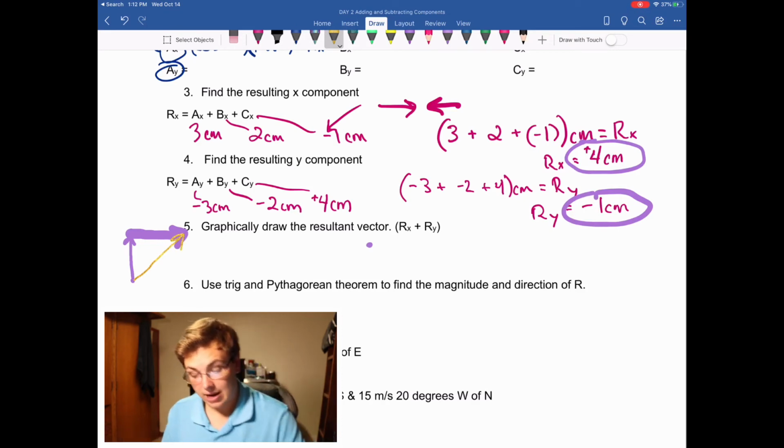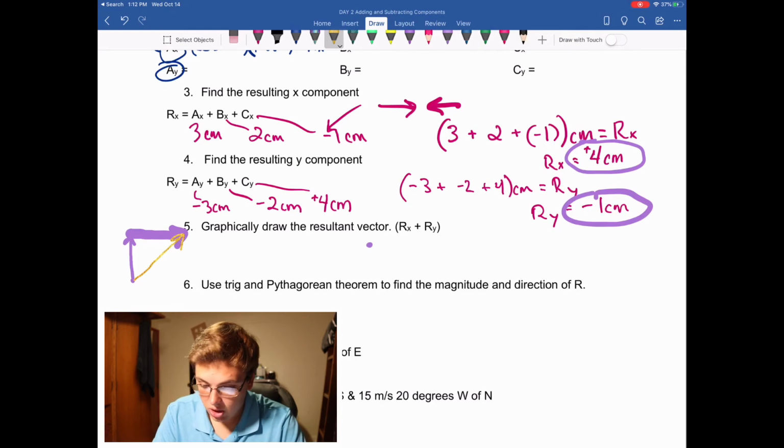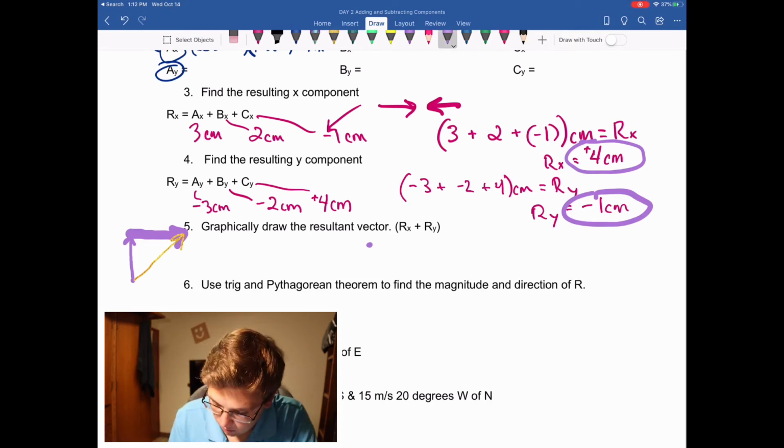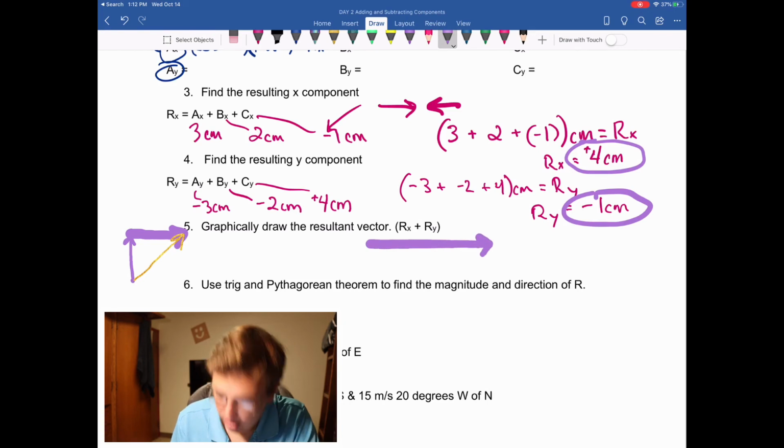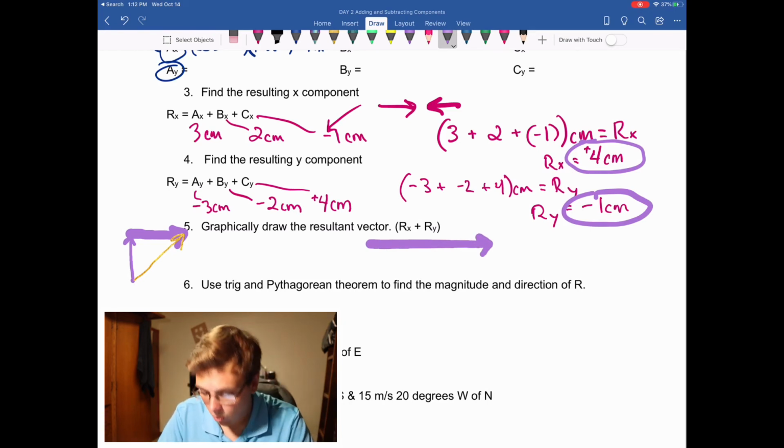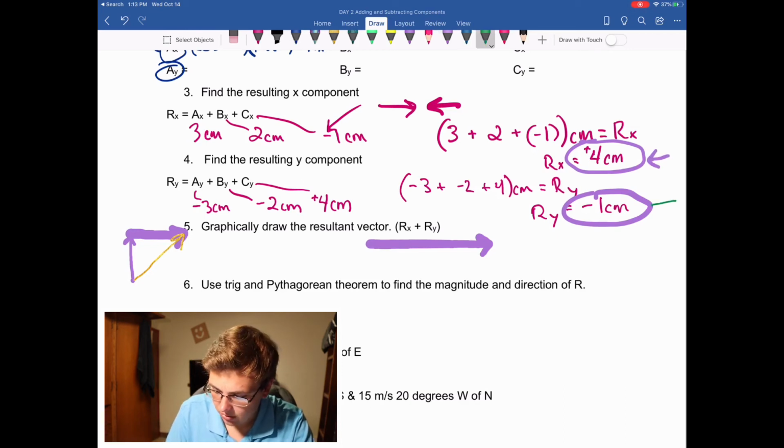So that's all we have to do. If we draw our vector 4 centimeters out this direction, put our arrow on it. Now we go 1, so that's right here. That's this guy. Now I'm going to use a different color. I'm going to use green for our y. I'm going to go down 1 centimeter.